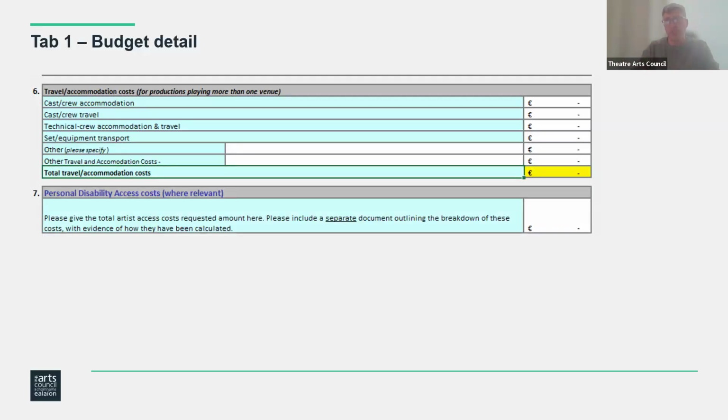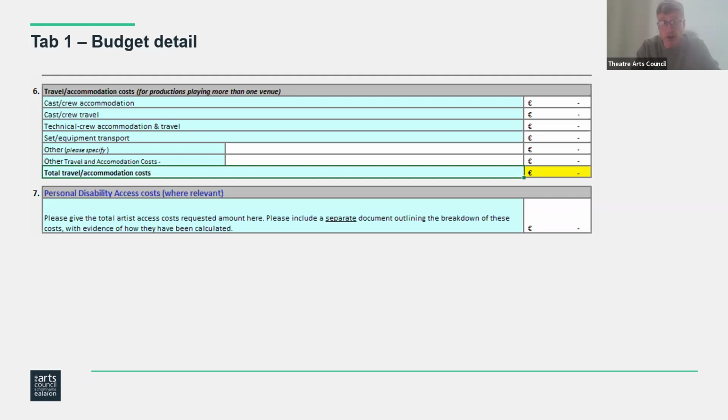Okay, and then number seven, there are personal disability access costs where relevant. So personal disability access costs are costs that are on top of the amount you're asking for. They're costs that support you or artists that you're working with, access costs to support in the making of the work. This is, audience disability access costs are separate to this.